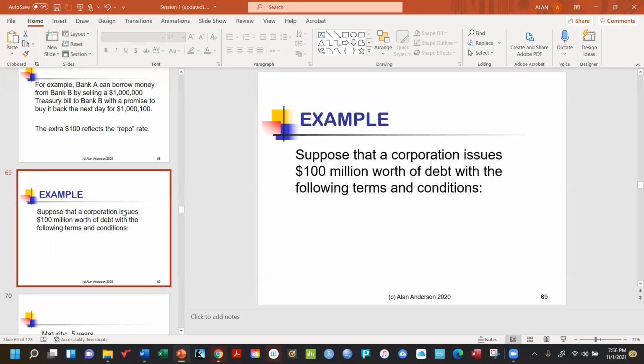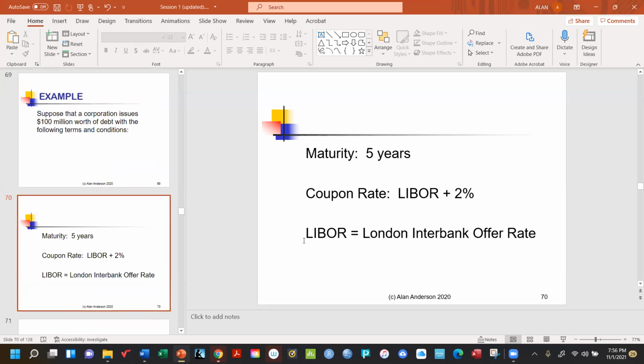All right, but let's go over that later. Let's just now look at this example of a swap, an interest rate swap. A corporation issues $100 million worth of debt with the following terms and conditions. It's a five-year bond that they're issuing. The coupon is LIBOR plus two, so it's a floating rate bond. That means that the rate will literally be whatever LIBOR is plus another 2%. Now, that, of course, exposes them to the risk that LIBOR will go up in the future. But they seem to be convinced that it's only going to go down.